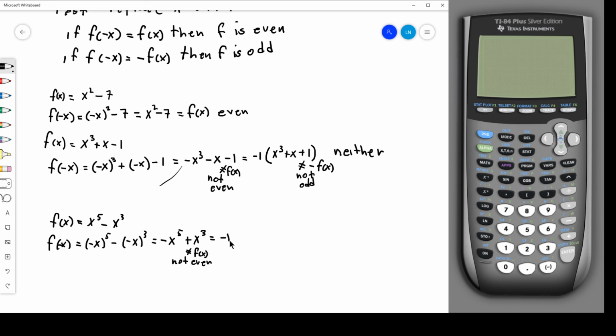I factor out a negative 1. And when I factor a negative 1 out of this, I get x to the fifth. When I factor a negative 1 out of this, that becomes negative x to the third. And then I stop and ask, is what's inside the parentheses the same as the original function? And now, yes, it is. So because this is the original function times a negative 1, this is negative f of x, which makes this function odd.